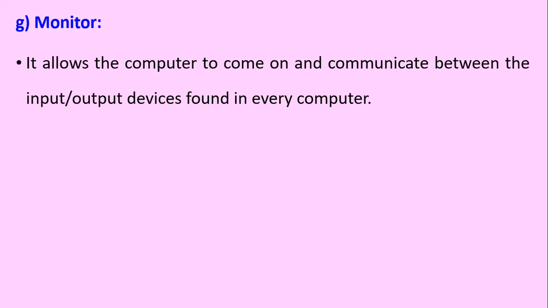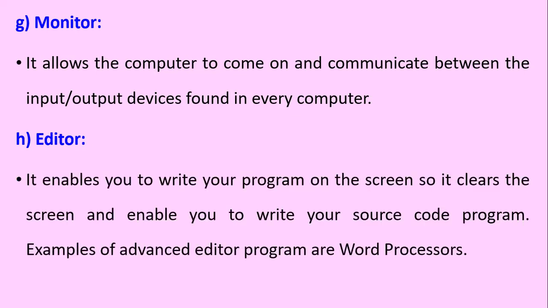The other one is the monitor. This allows the computer to come on and communicate between the input-output devices that are found in every computer. Then the editor. What is an editor? An editor enables you to write your program on the screen, so it clears the screen and enables you to write your source code program. Examples of advanced editor programs are word processors.